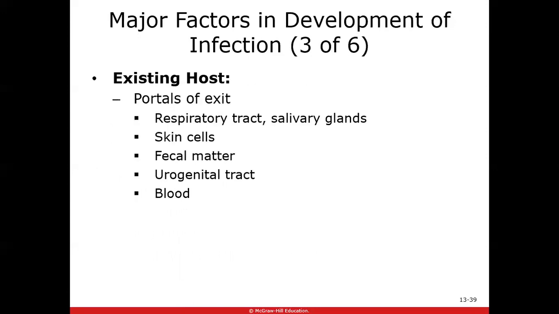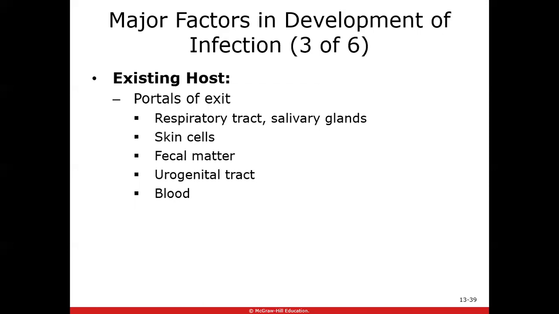Then another factor in development of infection is that the microorganism has to find a way out of your body so it can infect someone else. So you have portals of exit. You have the respiratory tract and salivary glands. That's where you have transmission through mucous membranes, where mucus leaves one person, and saliva is a portal of exit for a microorganism. Or a portal of exit can be the skin cells. Infected skin cells get on someone else and spread.